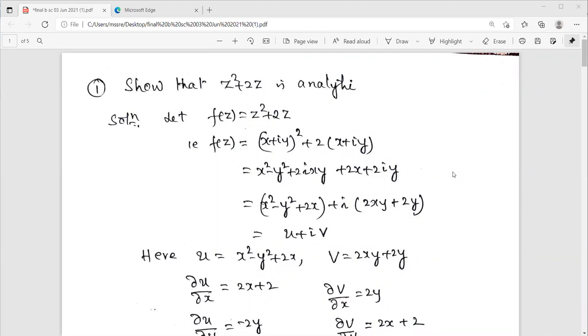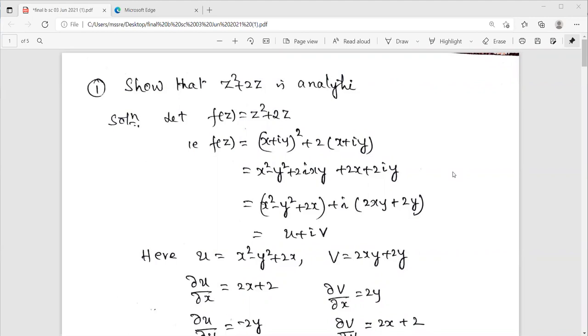For that, f of z equals z square plus 2z. In place of z, you have to substitute x plus iy, so that you will get x plus iy whole square plus 2 into x plus iy. Now you have to expand x plus iy whole square. You will get x square, iy whole square is minus y square because i square is minus 1, plus 2ixy, plus 2x plus 2iy.